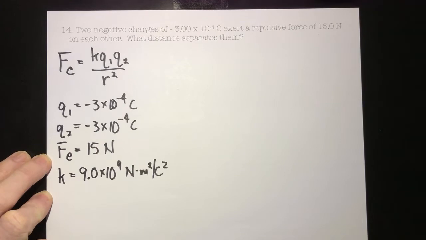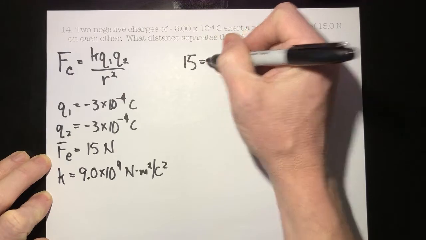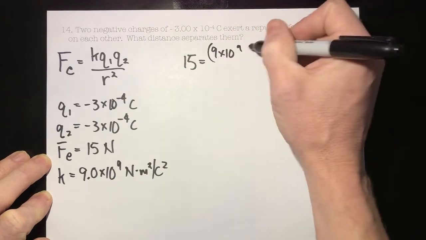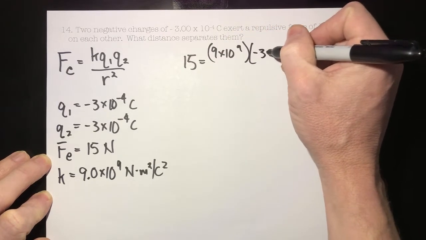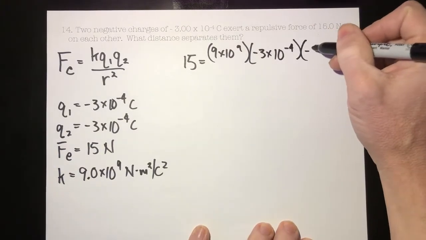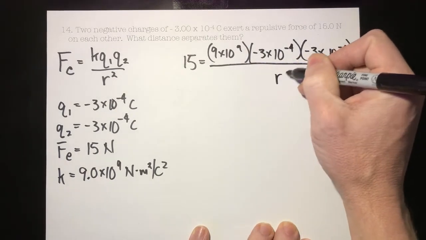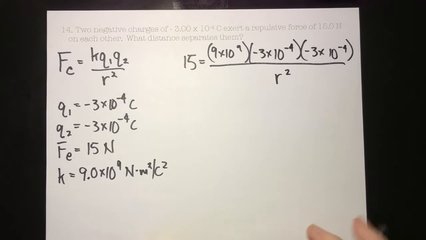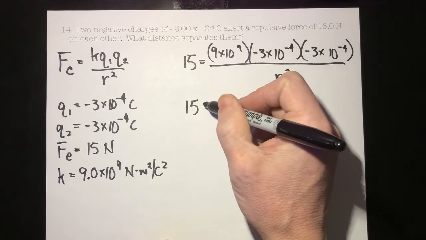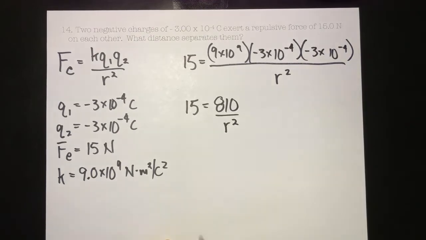So if we plug in all of our numbers into the correct spot in our formula, we get our force, 15 newtons, equals Coulomb's constant, 9 times 10 to the 9th power, times the first charge, negative 3 times 10 to the negative 4th power, times the second charge, negative 3 times 10 to the negative 4th power, all divided by distance squared. So if I multiply all my numbers on the top, I get 15 newtons on the left is equal to 810 divided by r squared.